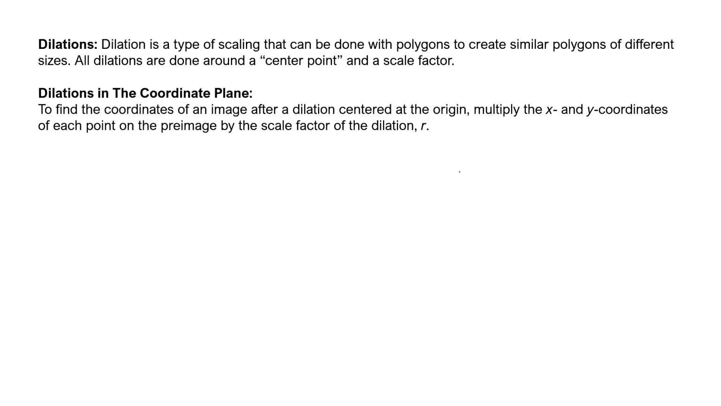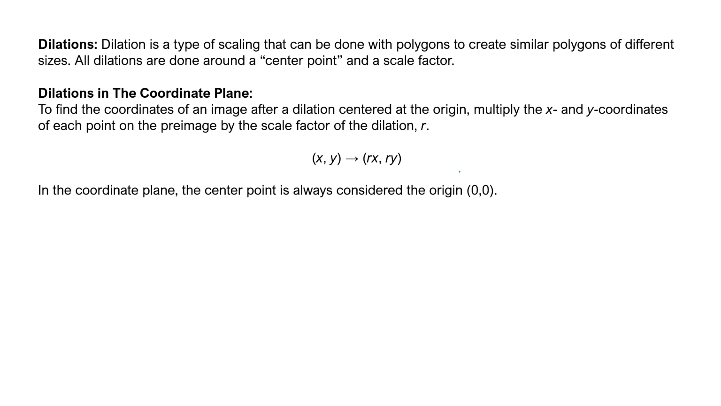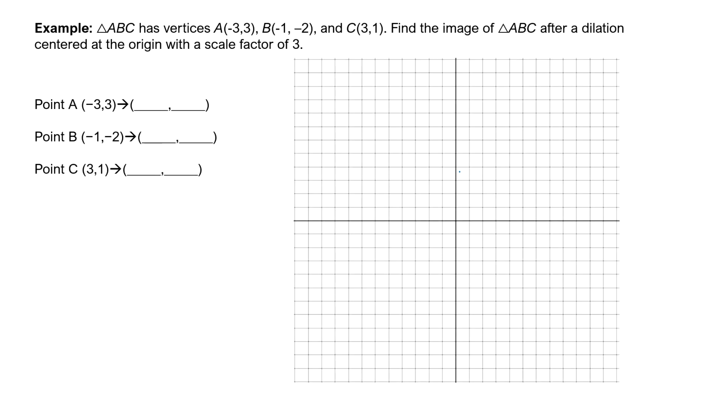Whatever our scale factor is, to do a dilation in the coordinate plane we're just going to take our x and y coordinates and multiply them by that scale factor. So it's more of a multiplication process. Then you plot your new points and you have your new scaled up shape. Does that make sense? Everybody sees that? Like I said, the center point is always the origin. So here's our first example.